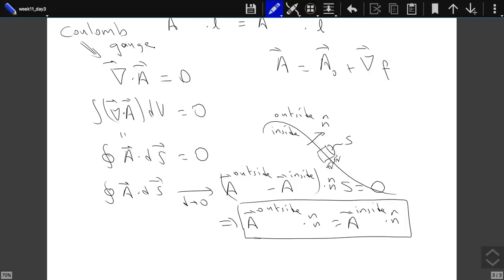The vector is at every point; you have a vector. We are not talking about a line. At this point there is a vector. At this point there is another vector.